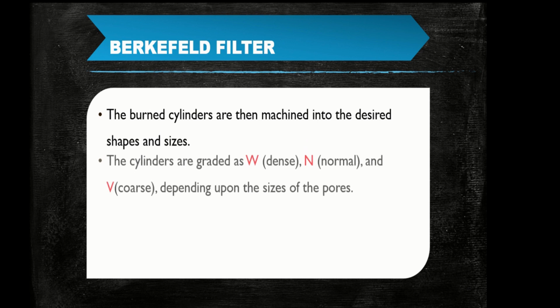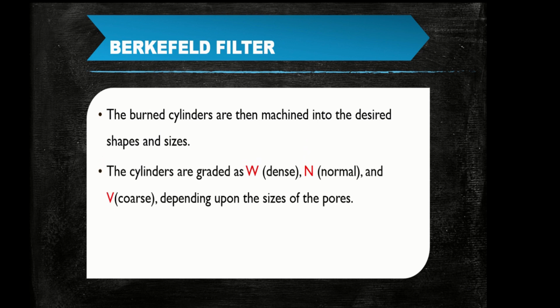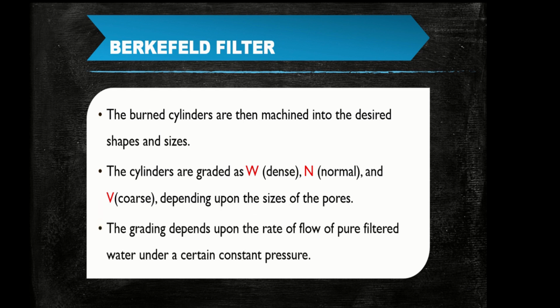The cylinders are graded into different grades: W, that is dense, N, that is normal, and V, that is coarse. This depends upon the size of the pores, and accordingly they are referred to as W, N and V. The grading depends upon the rate of flow of pure filtered water under a certain constant pressure. So the grade is determined based on the flow of pure filtered water.